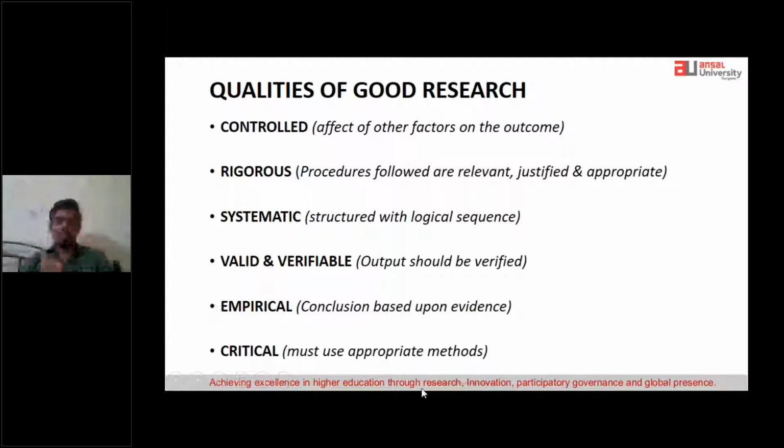And it should be critical, which means it should use appropriate methods. Critical in the sense that it takes care of a lot of things, especially the ethical aspects of the research. This is very important, because the majority of research which optometrists and vision science people do involves a lot of human samples, or a lot of animal samples. That is where ethical consideration is very important. Your research should go through the ethics board. Before you start your research, you should get approval from the ethics committee. All these small things are very important.